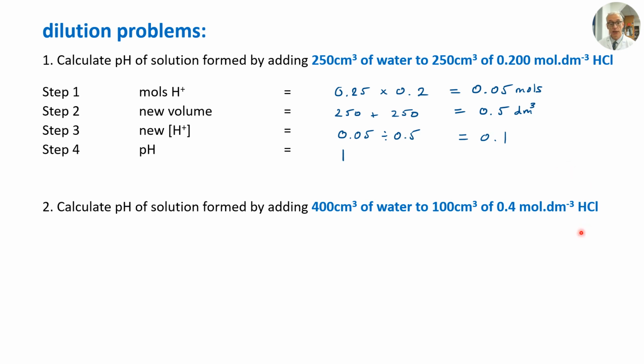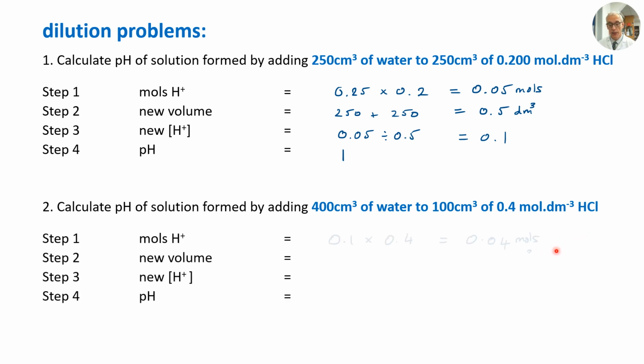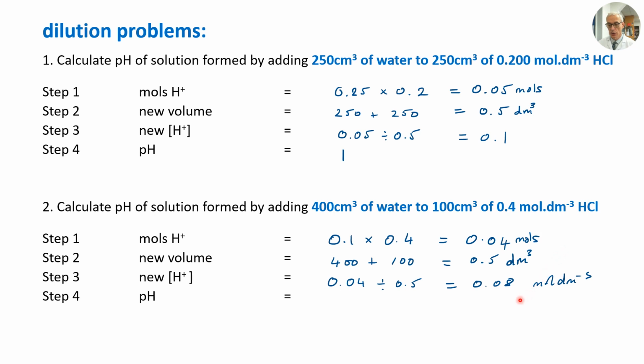If you are ready, I'm going to reveal the solution to problem 2. Again, those are the steps. The numbers of moles is 0.1, which is the volume times the concentration. The new volume is, of course, again 0.5 decimeters cubed. New concentration works out as 0.08. Plug that in, pH of 1.10.